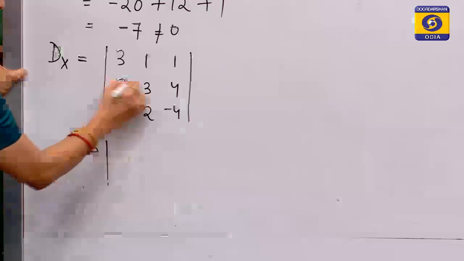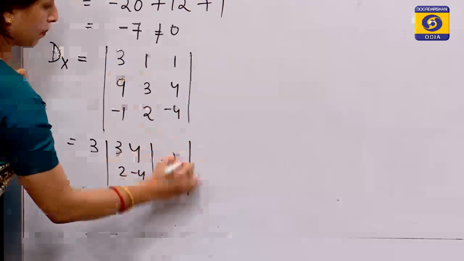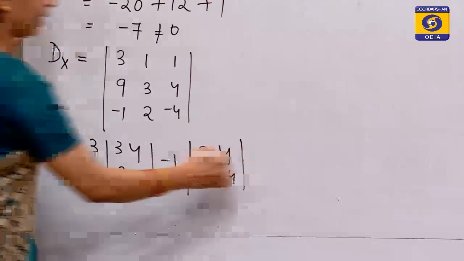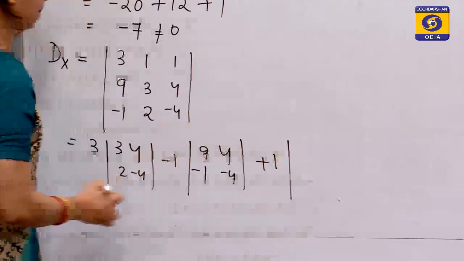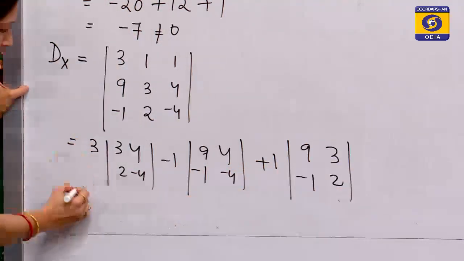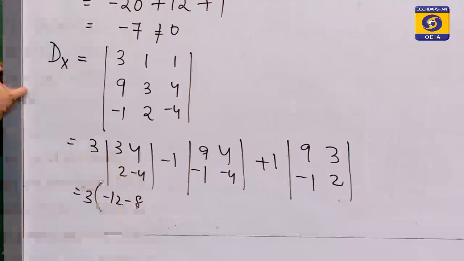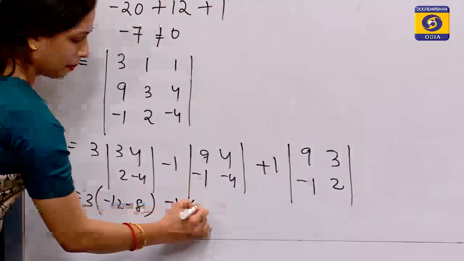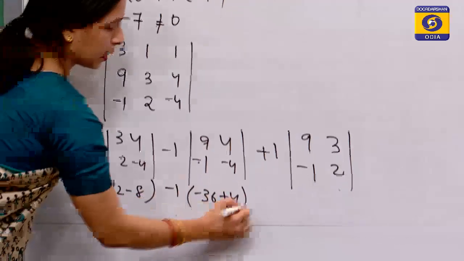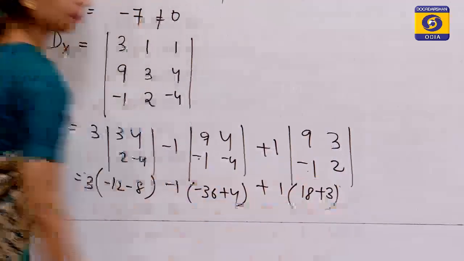So, 3, then minus 1, and then, okay. So, here we get 3 minus 12 minus 8, minus 1 here minus 36 minus into minus, so it becomes plus 4, and here 1 18 minus minus 3 means plus 3.